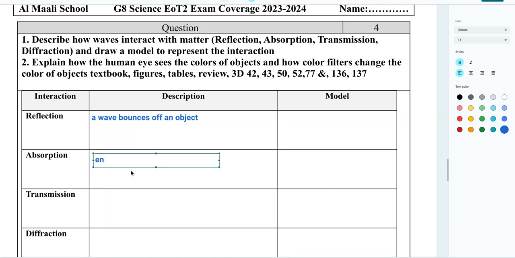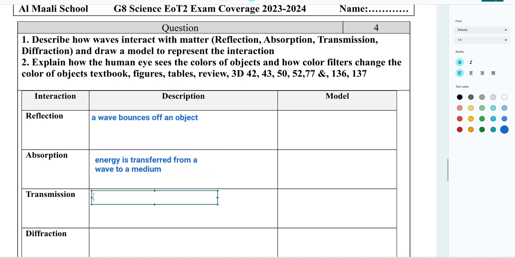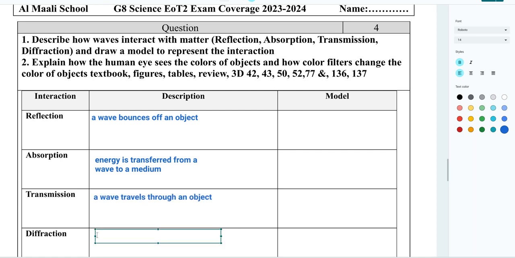Absorption. Energy is transferred from a wave to a medium. Transmission. A wave travels through an object. And diffraction is when a wave changes direction around an object.